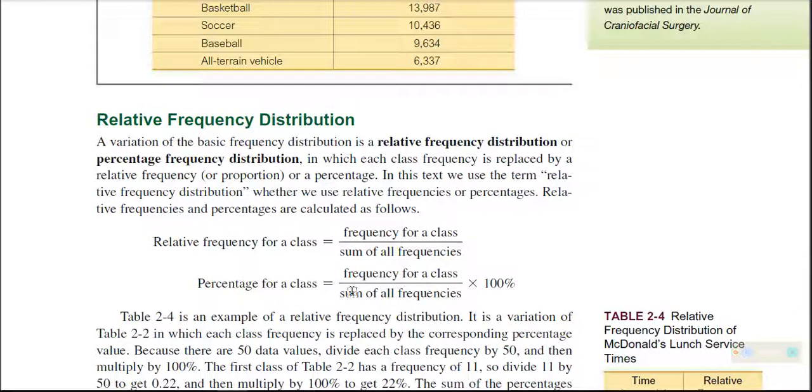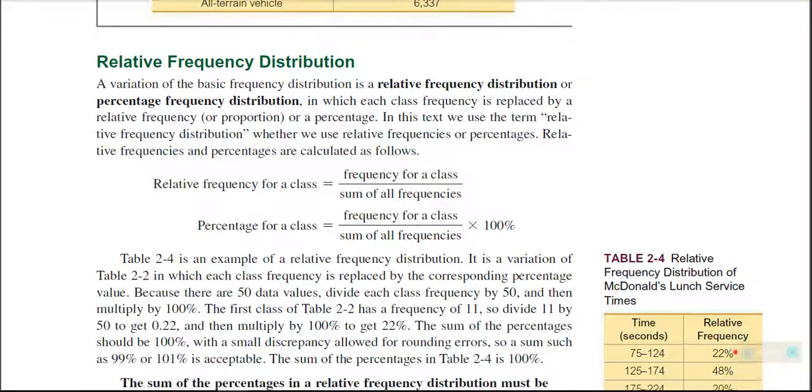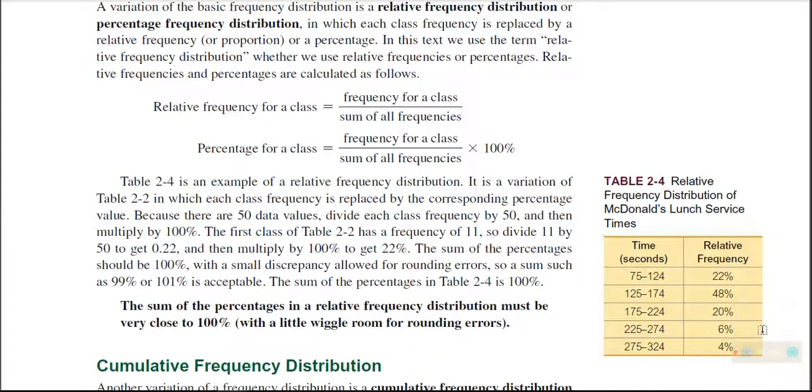If you still remember from earlier, for the first class, 75 to 124, we have 11 values in that class. So, what you will do is divide it by the sum of all frequencies or the total number of your data values. Our data values total 50. So, that is 11 divided by 50. To compute, you will see the relative frequency. Just affix the percent symbol after multiplying it by 100.